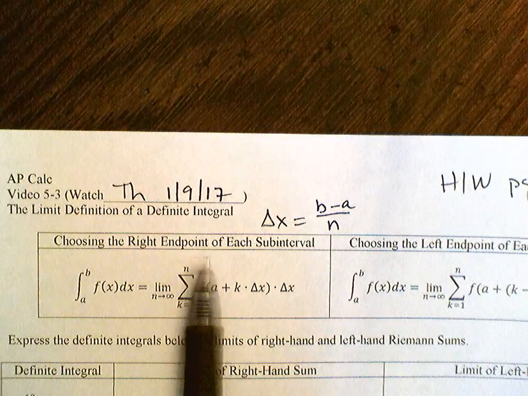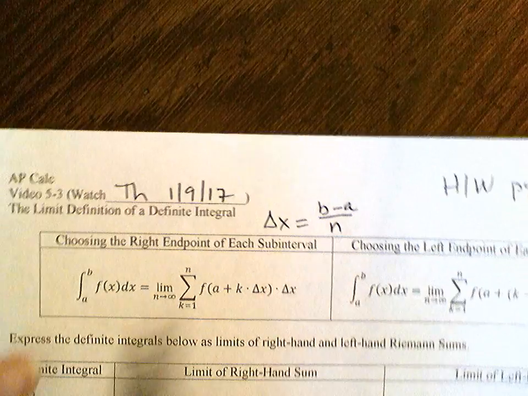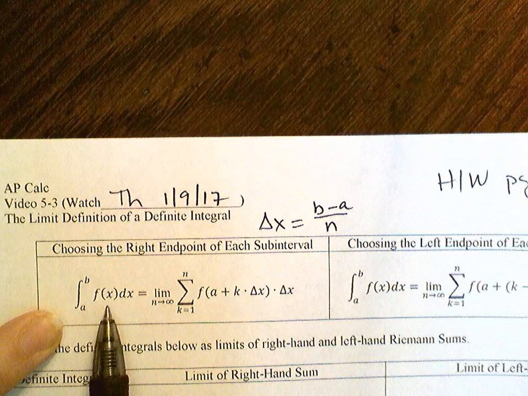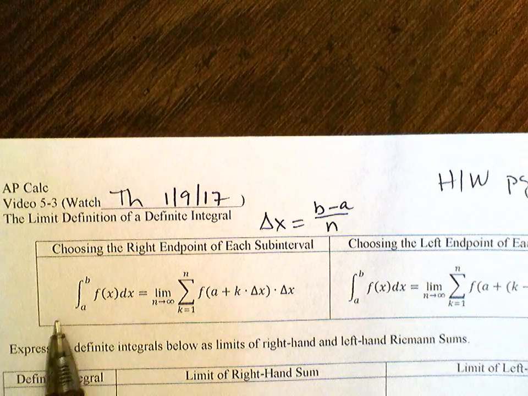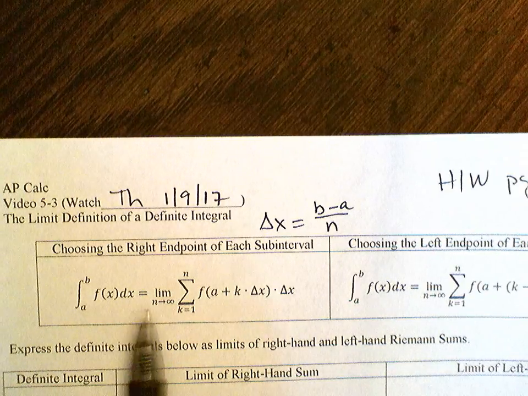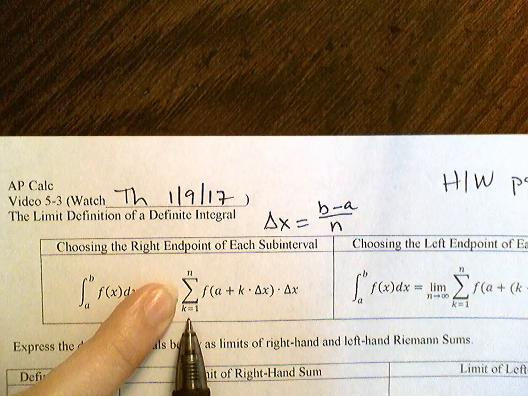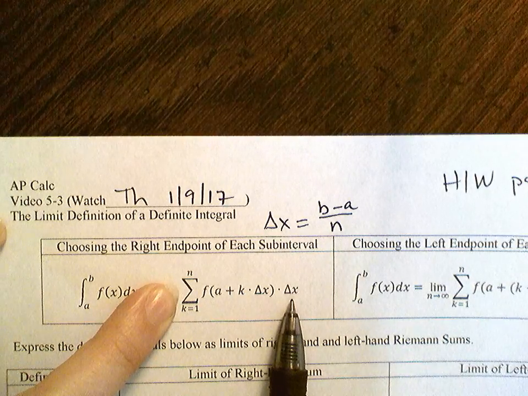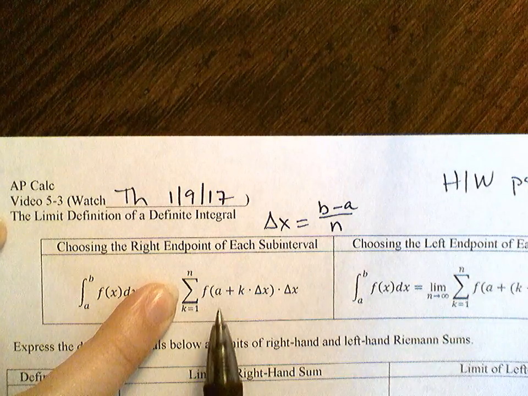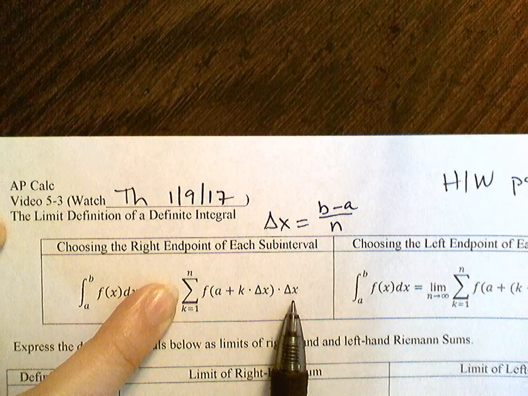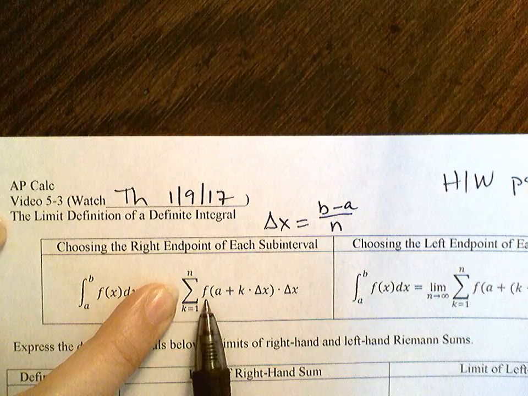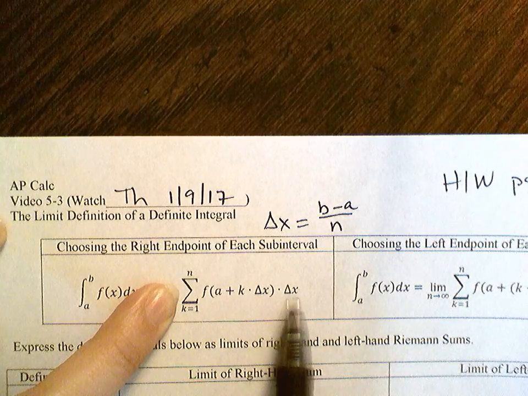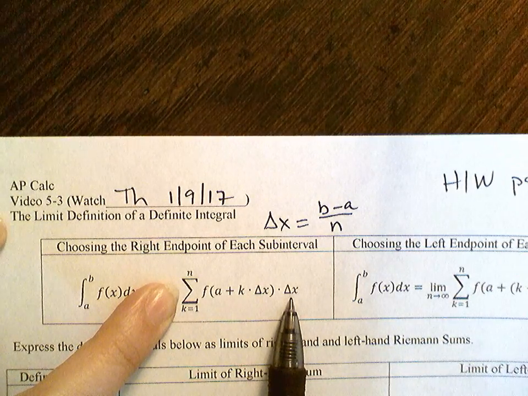So choosing the right endpoint of each subinterval, if you want to find the exact area, so the definite integral, the integral from a to b of f of x dx, this is the exact area under the curve f of x. And the way that you do this is that you take a summation of the areas of a bunch of rectangles that are between the curve and the x-axis. And f of this is what gives you the height. Remember, the function value gives you the height. And then you multiply it by delta x, which is the base of each rectangle.